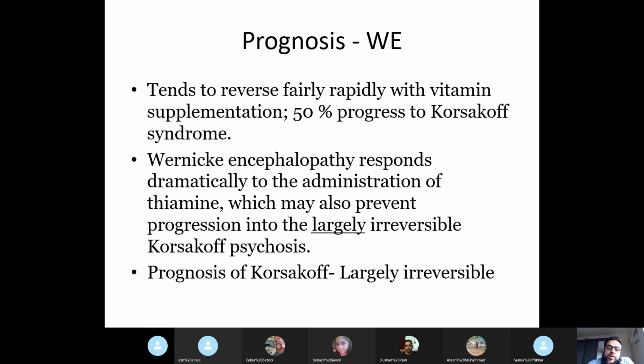So that is the prognosis. Korsakoff syndrome is a better term, and the prognosis of Korsakoff is that it is largely irreversible. Once you enter Korsakoff syndrome, it is largely irreversible.